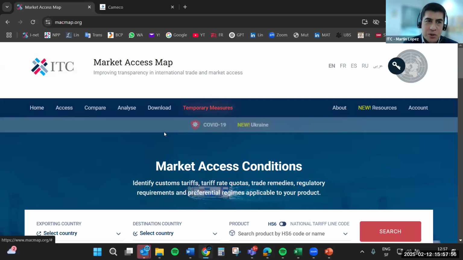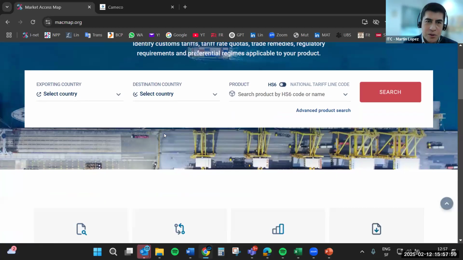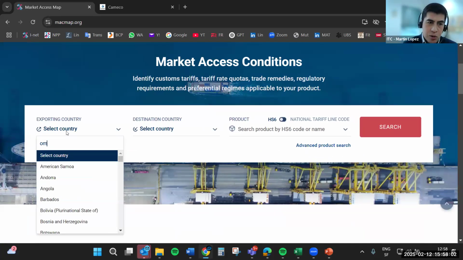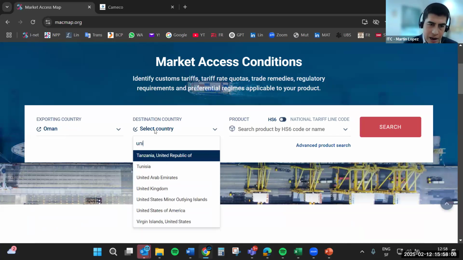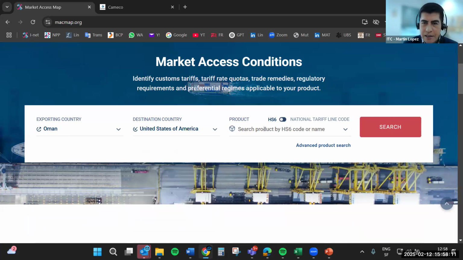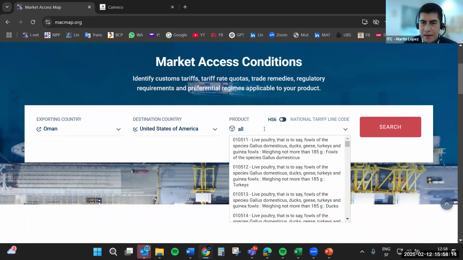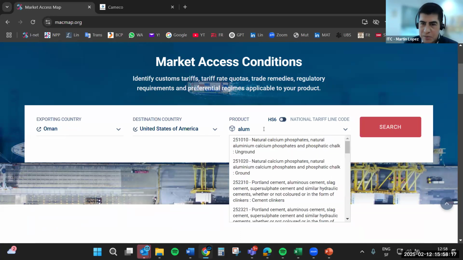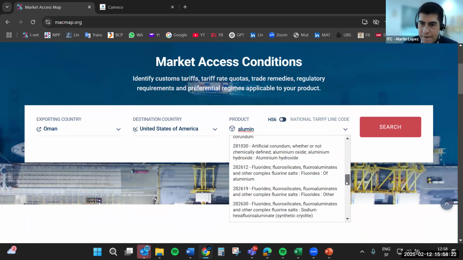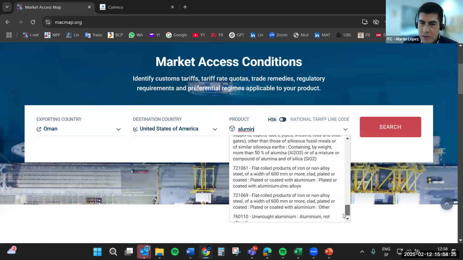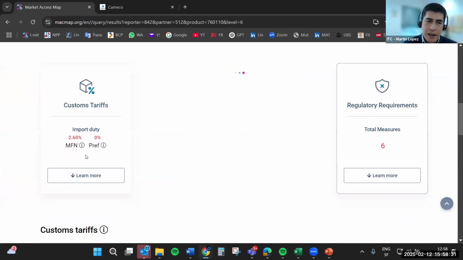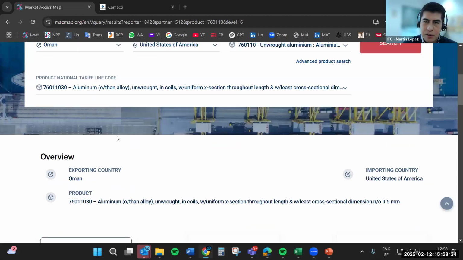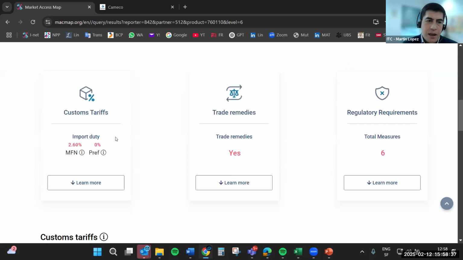I recap how we use MacMap, or this most used feature of MacMap. Well, you select your exporting country, you select your target market, let's say now United States. Let's pick, again, let's keep on making examples with aluminum. And let's let the system suggest. Click on search, and the system tells you if there is a tariff. In this case, yes, for this product, aluminum unroofed.